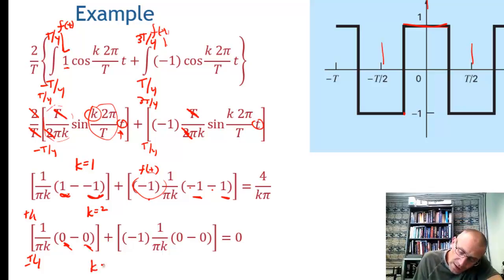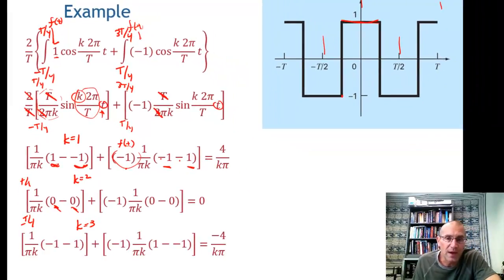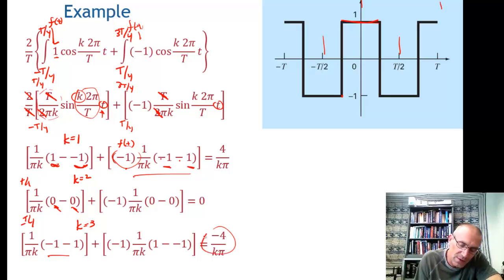Well, let's keep going. Let's look at k is equal to 3. And so if I do that, now I'm up at 3T/4. So effectively what I've done is I've shifted it: what was the second term now becomes the first term, and the first term becomes the second term. And so the sign flips, and now I've got minus 4 over k pi. And if I go over to k is equal to 4, I'm going to realize it's equal to 0, and then it begins to repeat.